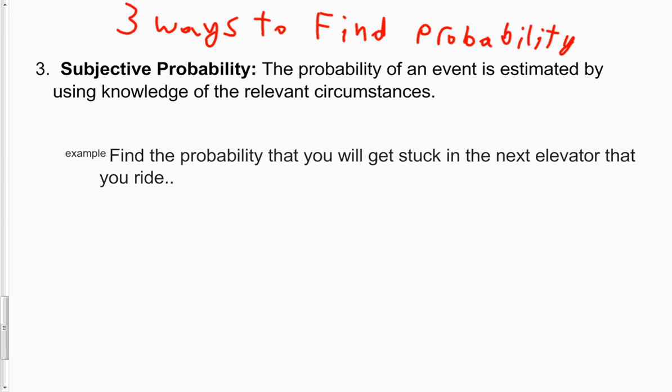Now, from my personal experience, I have never been stuck in an elevator. I've ridden quite a few elevators in my life and I've never had the occasion to be stuck in one, so I would assume that the probability of getting stuck in an elevator is quite small. I would say probably even less than 1%. So my estimate for the probability of being stuck in an elevator would be approximately less than 1%. So let me say 0.001, 1/100th of a percent.